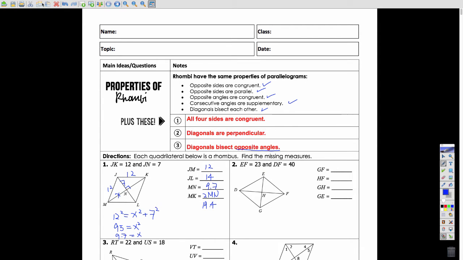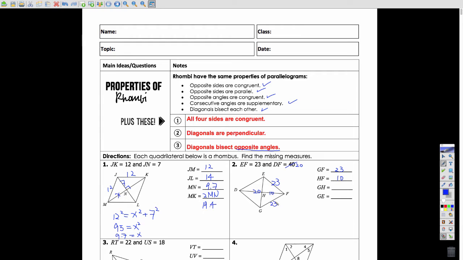For question number 2, it's fairly similar. I've got EF at 23. I've got DF, in this case, 40. You know what? I'm going to change this to 20. DF is 20. I think that may make our life a little easier. Keep the numbers smaller. So GF is right here. So if I have 23 on EF, I have to have 23 on all four sides. HF is right here. And if I have DF as 20, HF is half of 20, so I should have 10. GH is right here.